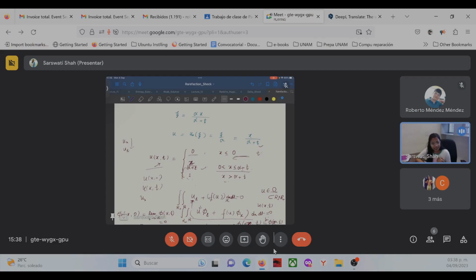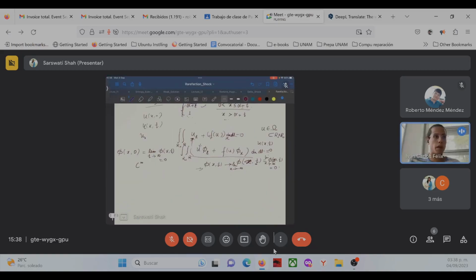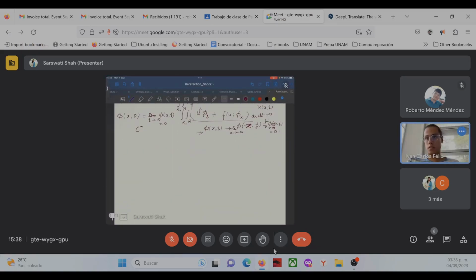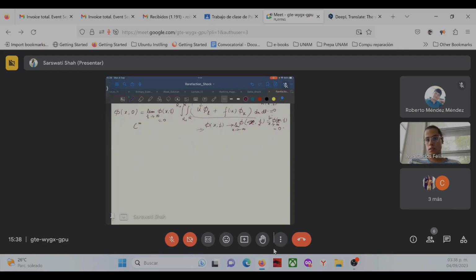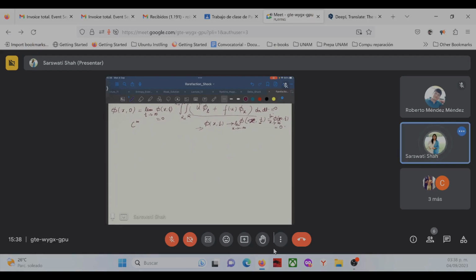So the solution is defined globally, but piecewise, not on a continuous domain. It is well defined. It exists, but it is defined piecewise. That's why it's called a weak solution, because it's piecewise and maybe not continuous. So it is not a smooth solution. Basically, that's why we call it a weak solution.